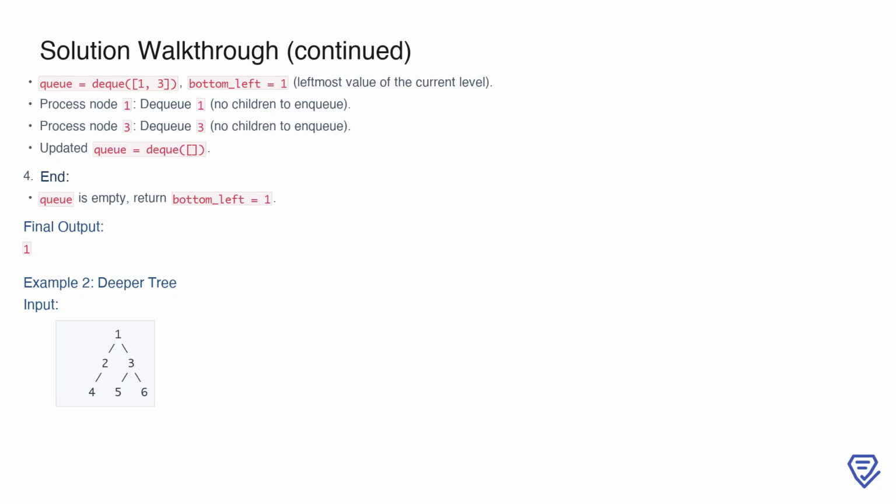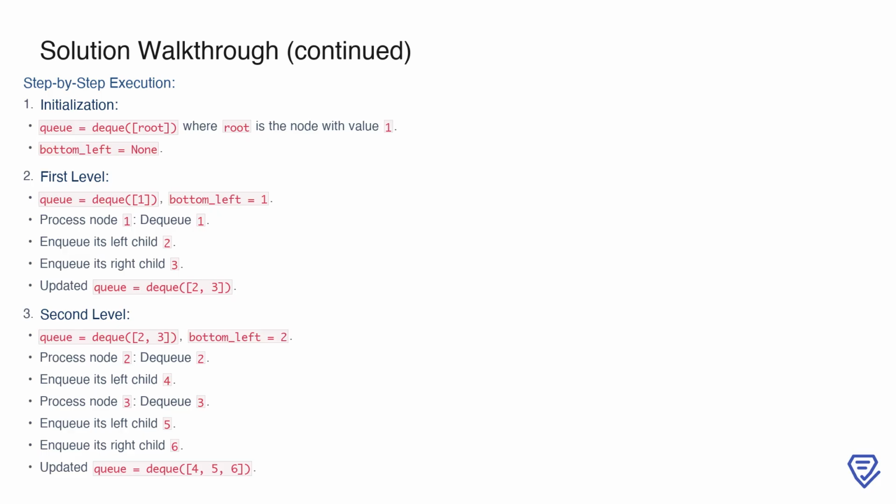We process node 2 by dequeuing it and enqueuing its left child, 4. Then, we process node 3, enqueuing its children, 5 and 6. The queue is now updated to contain nodes 4, 5, and 6. On the third level, the queue contains nodes 4, 5, and 6. The leftmost value at this level is 4, so we update bottom_left to 4.